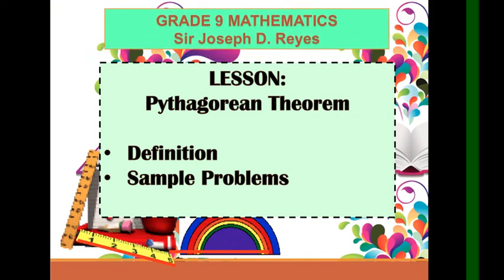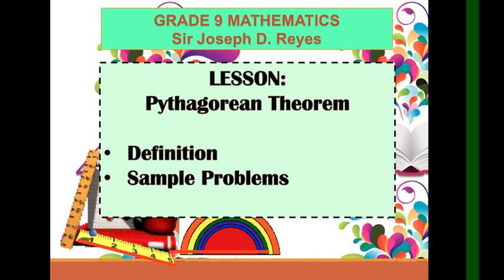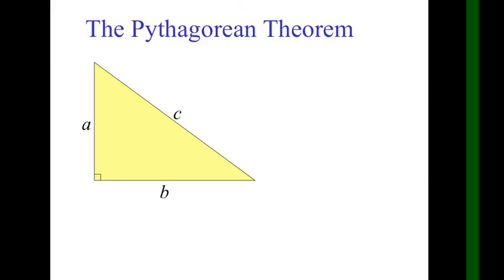Thanks, and now let's proceed to our main topic for today, which is all about the Pythagorean Theorem. We have this triangle ABC with sides A, B, and C, wherein the formula for computing the Pythagorean theorem is a squared plus b squared equals c squared. So ito lang yung formula. This is the Pythagorean theorem.